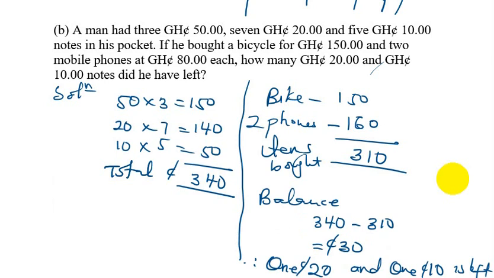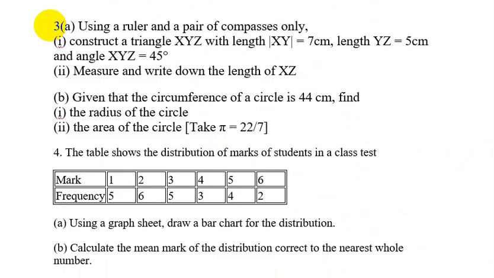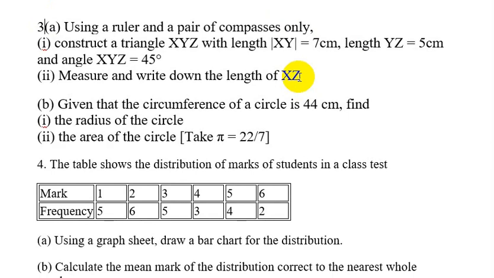Now let's go to question 3. 3A says that using the ruler and the pair of compasses only, construct a triangle XYZ with length XY 7 centimeters, length YZ 5 centimeters, and angle XYZ 45 degrees. Measure and write down the length of XZ. Then let's do that one first before we continue.